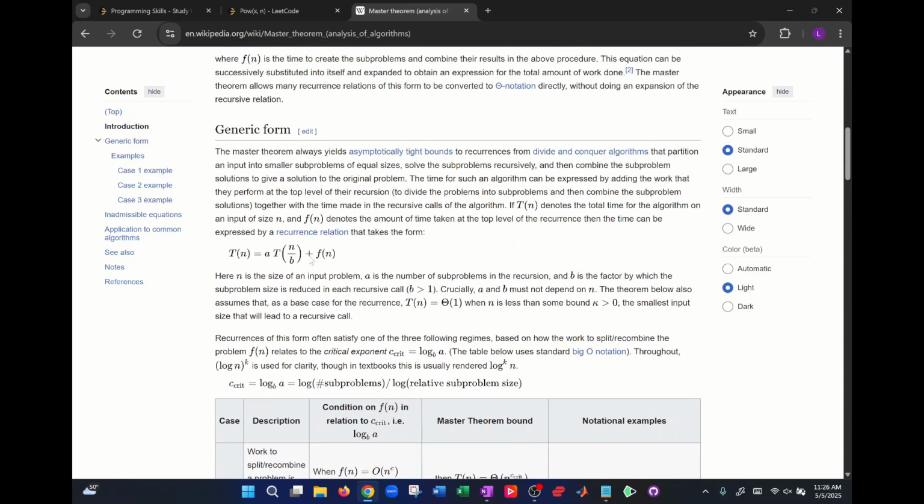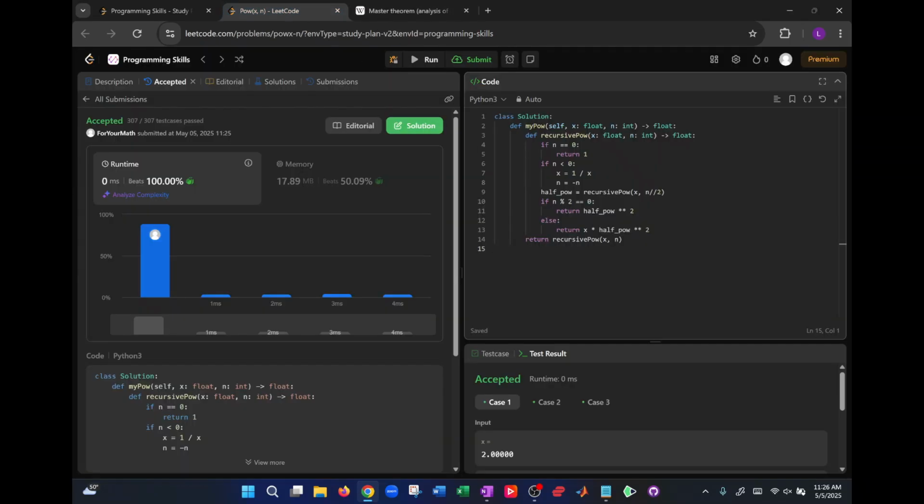Okay, and then you use the values of a and b to compute the complexity using this. So let's think about our exercise here. The runtime of recursive pow based on the input n: what you have to do is run this function again, but with an input of size n over 2.